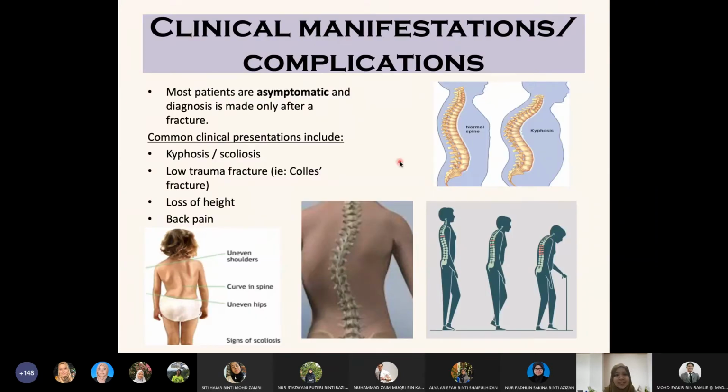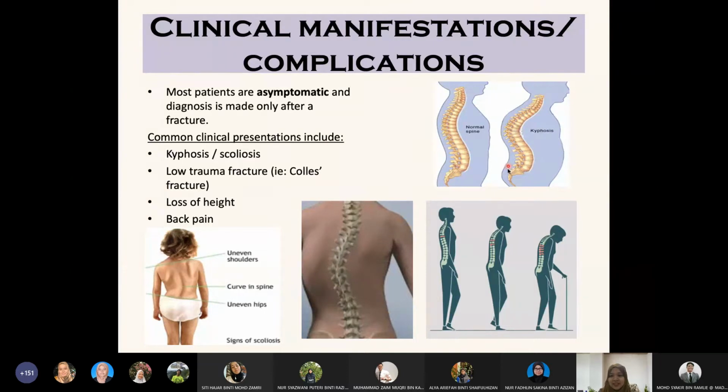Okay, clinically, how does it manifest? Most patients with osteoporosis will be asymptomatic. They don't have any symptoms until they have a fracture. Okay, so a common clinical presentation would be kyphosis or scoliosis. What is kyphosis? Okay, this is the normal body from the lateral view. Lateral view is from the side, pandangan dari tepi. For the normal person, we have a very nice S-shaped vertebrae, the spine. However, when the spine is kyphosed, it becomes like this.